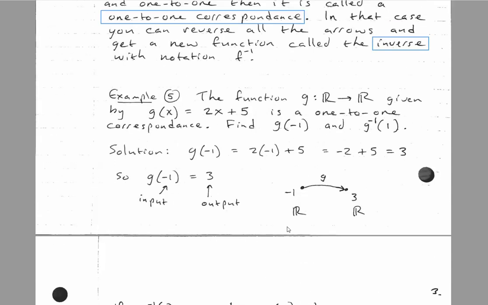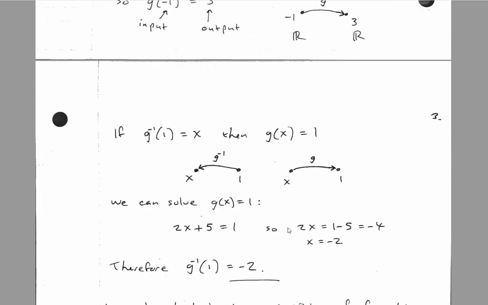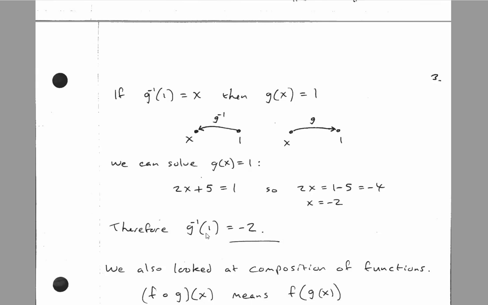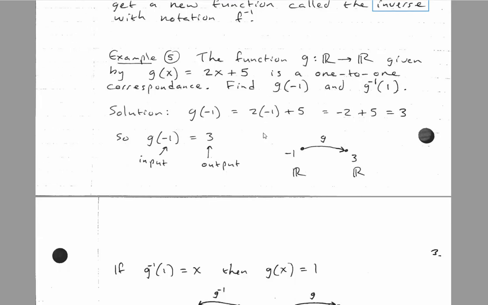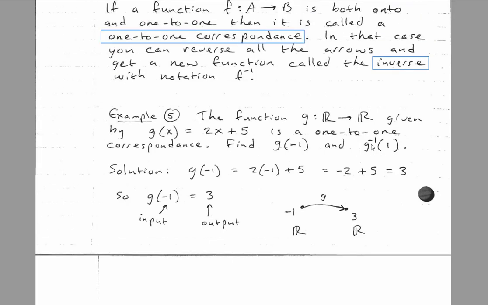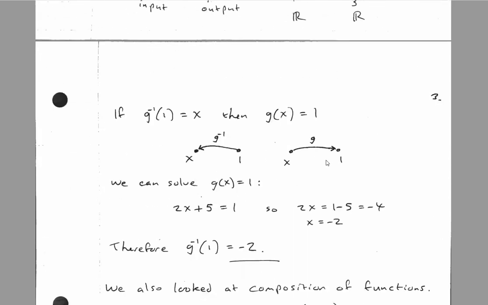And you can double check that. g inverse sends 1 to negative 2. That's the same as saying g sends negative 2 to 1. And if you work out g(-2), that is 1. So these inverses have nothing to do with reciprocals. You're reversing the arrows for the function.